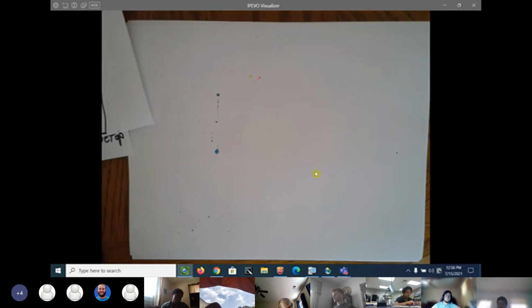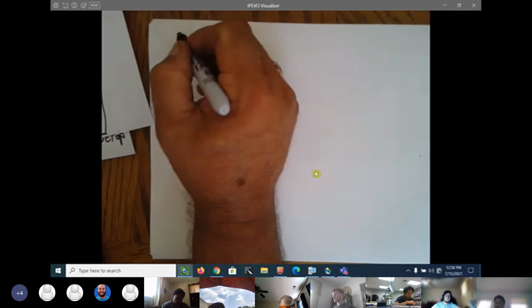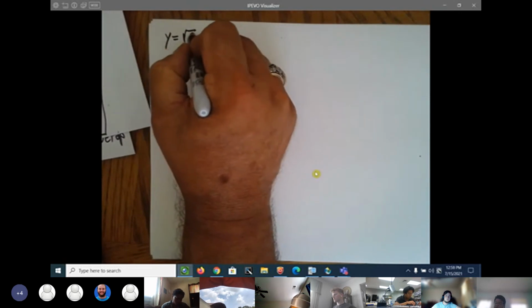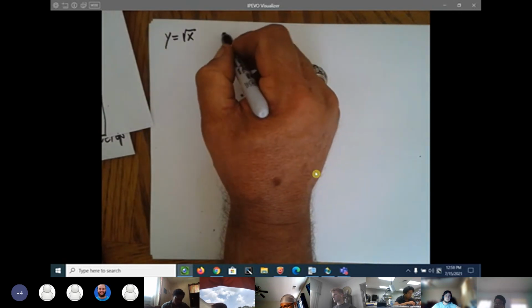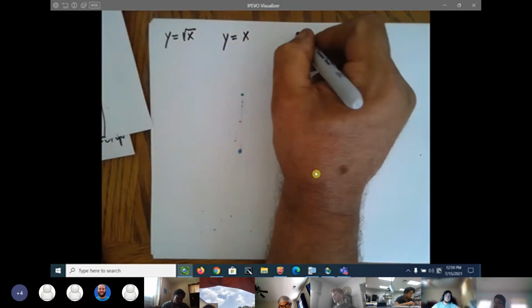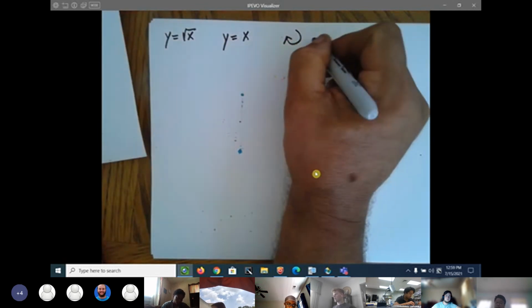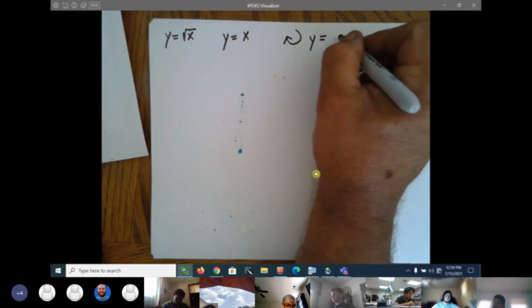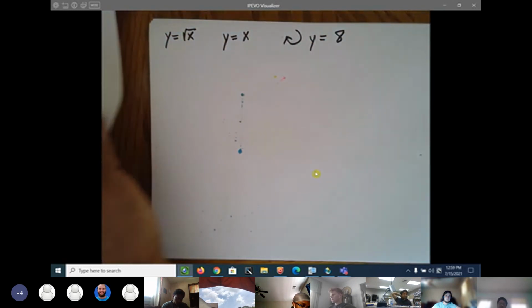C says y is equal to the square root of x. y is equal to x. And this time we're going to revolve around y is equal to 8. Okay, draw it.